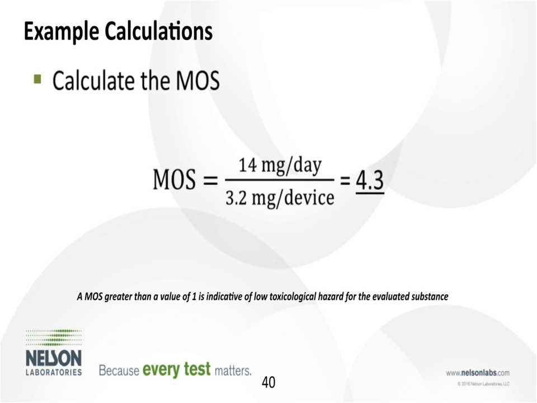If you see the italics writing right there, you'll see that a margin of safety greater than a value of 1 is indicative of a low toxicological hazard for the evaluated substance. So you would want to do that with all of the compounds that came off the device that are above a TTC level, which is the threshold of toxicological concern. If you have any more questions about a toxicological risk assessment, please submit them in the Q&A.